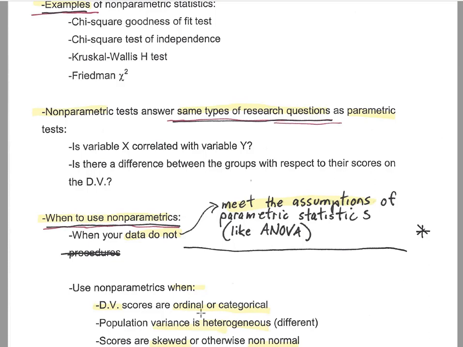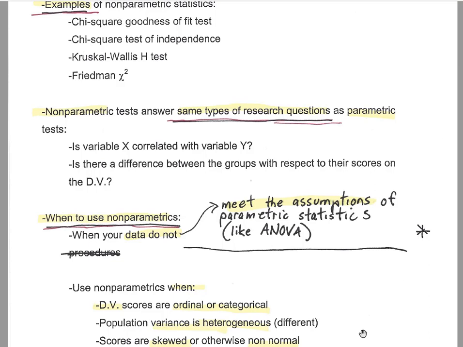Then you'll probably fall back and use one of these nonparametric procedures that we're going to be talking about. Use nonparametrics when population variance is heterogeneous, different. Remember me saying one of the assumptions underlying one-way ANOVA is homogeneity of the variances. That means the variance of scores in condition 1 should be pretty much the same as the variance of scores in condition 2, which should be pretty much the same as the variance of scores in condition 3.